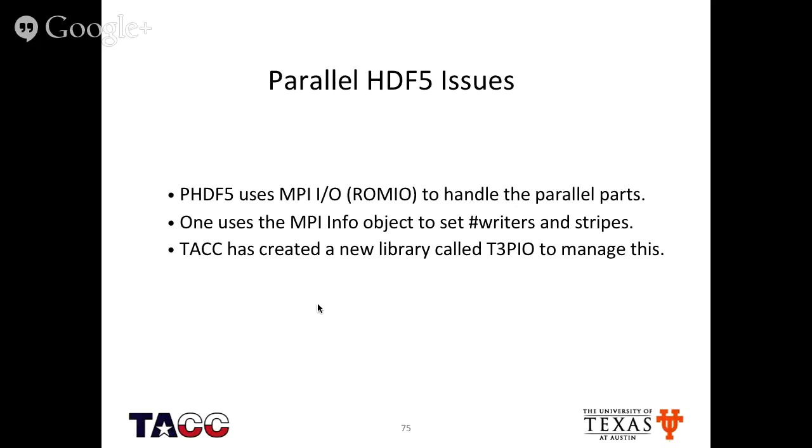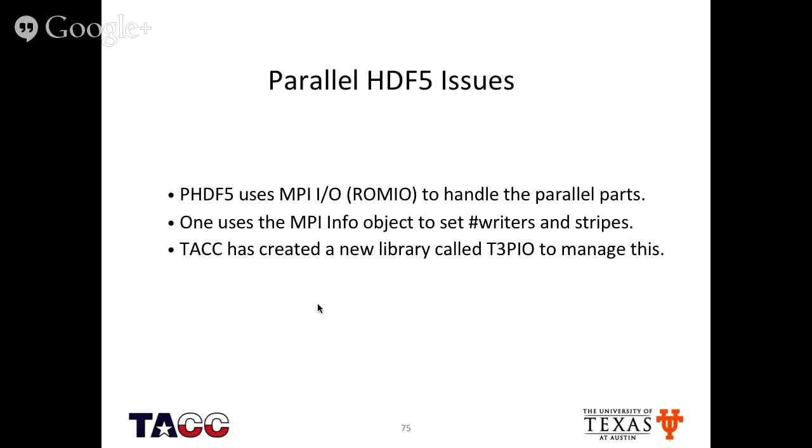So parallel HDF5 uses MPI I/O, ROMIO, I'll explain what that means, to handle the parallel parts. And one can use the info object to set the number of writers and stripes. And we, namely me and a bunch of colleagues, have created this library called T3PO to help manage that.